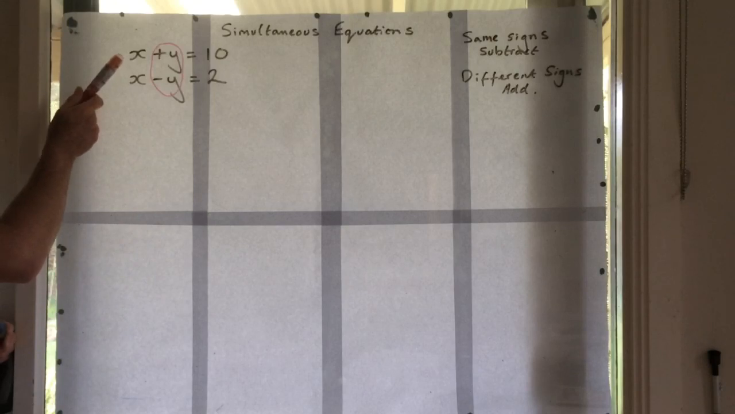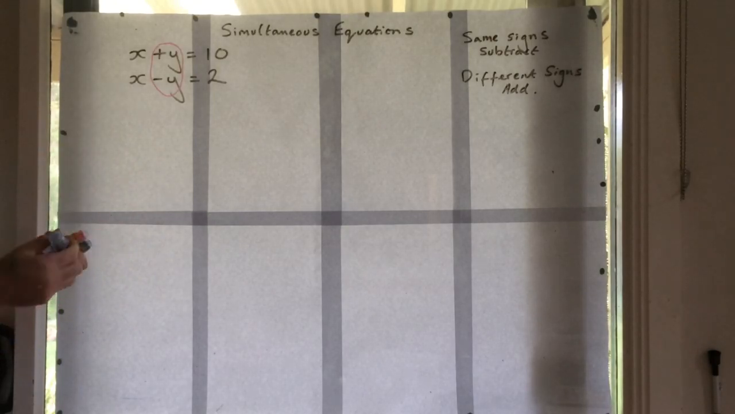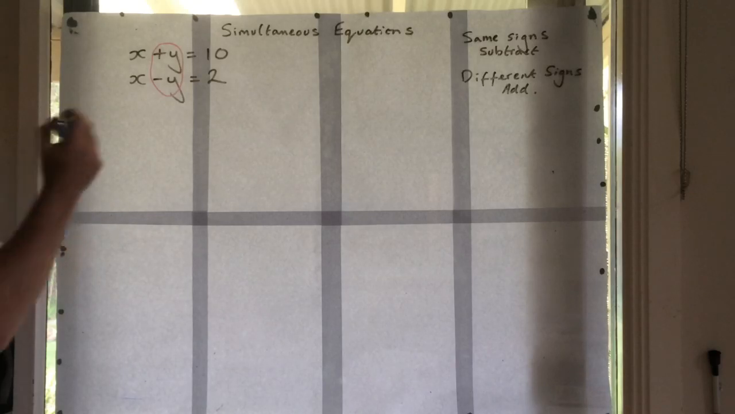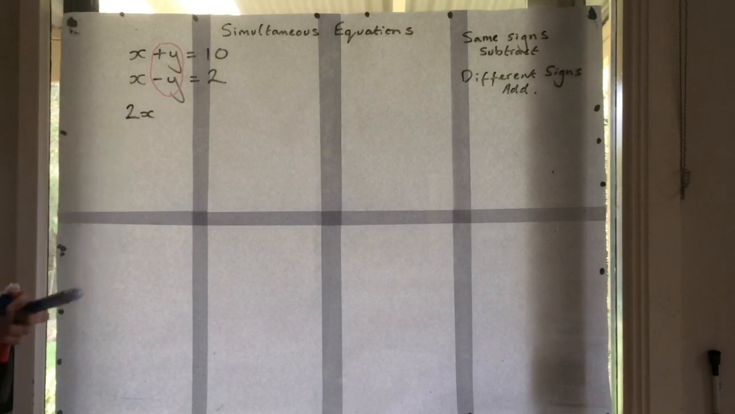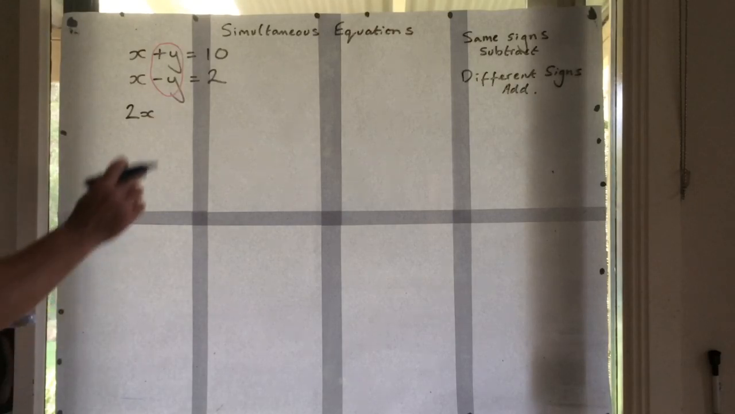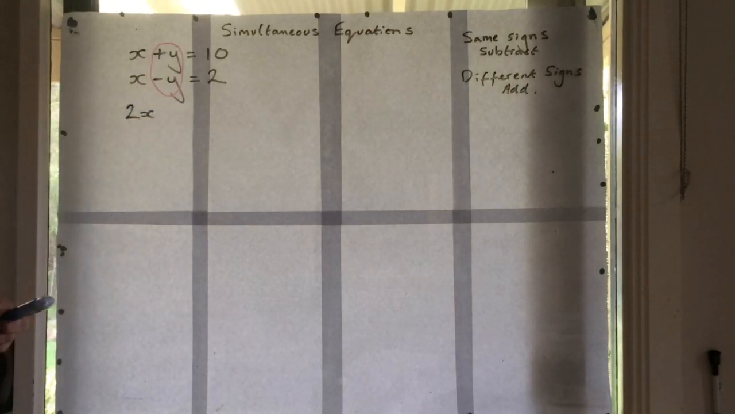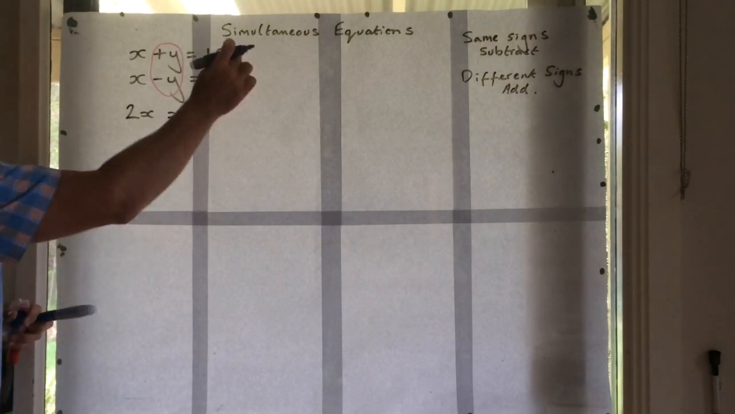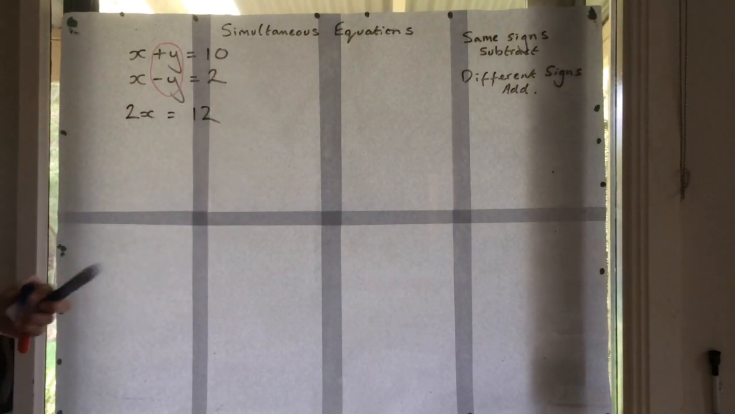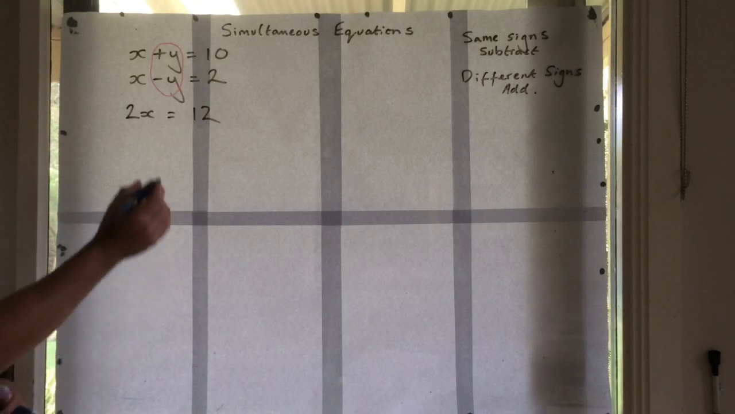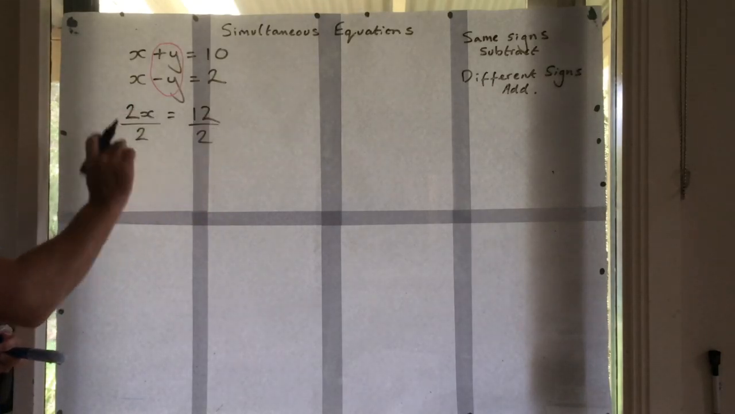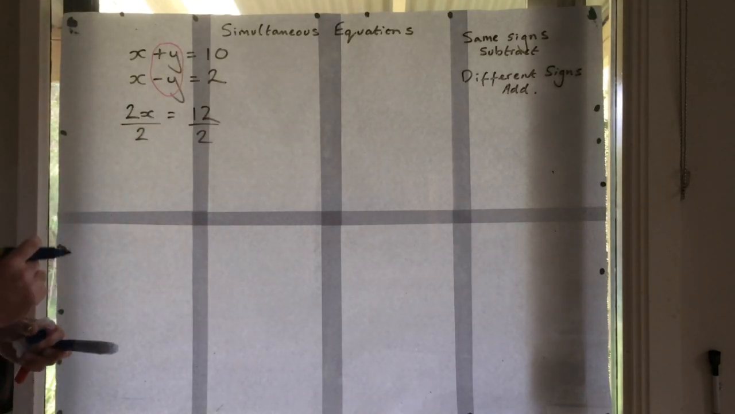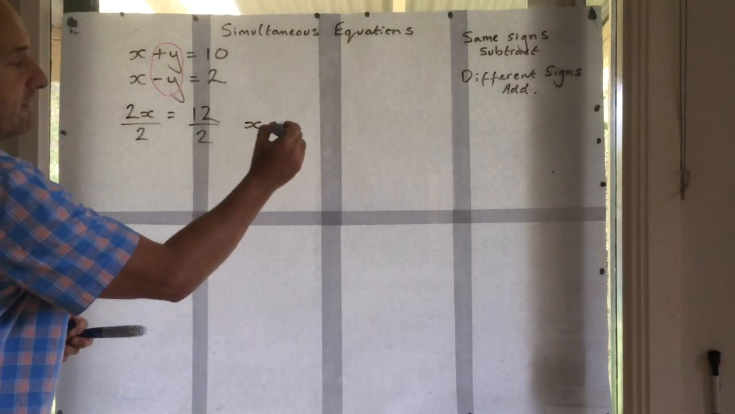If we do x plus x, we end up with 2x. What is positive y plus negative y? Well, what's 1 plus negative 1? 0. So these two, when we add them together, cancel each other out. What is 10 plus 2? 12. So now we know 2x equals 12. So 2x equals 12, divide both sides by 2, and therefore we have x equals 6.